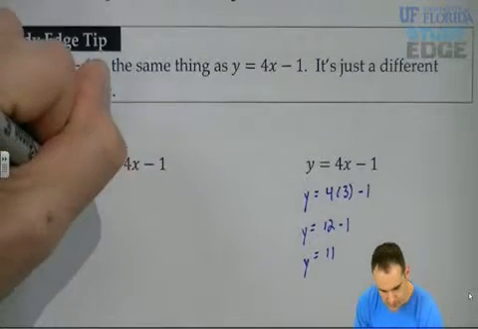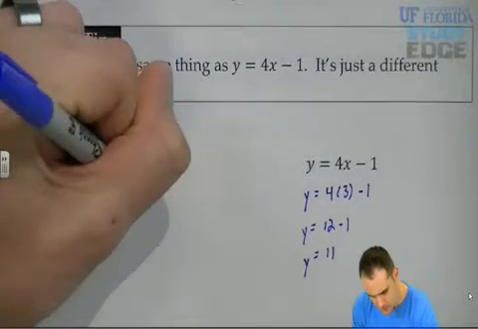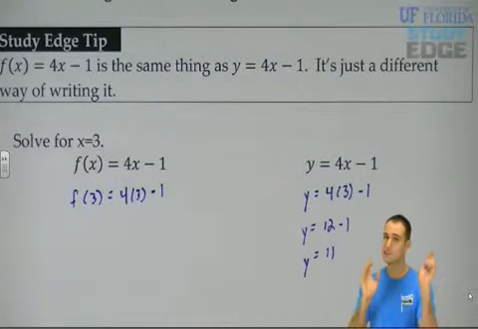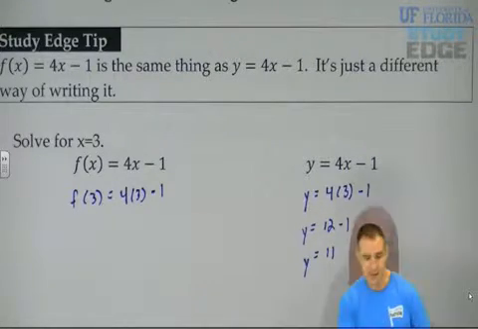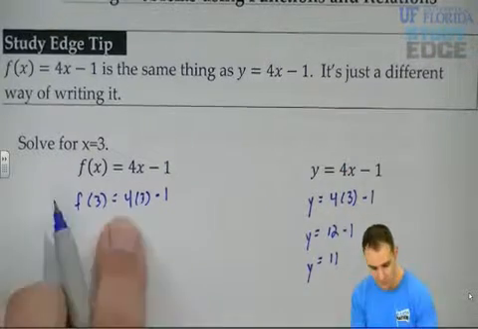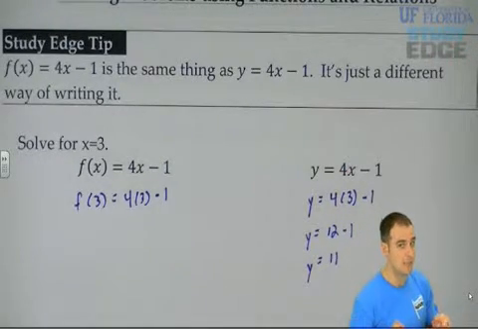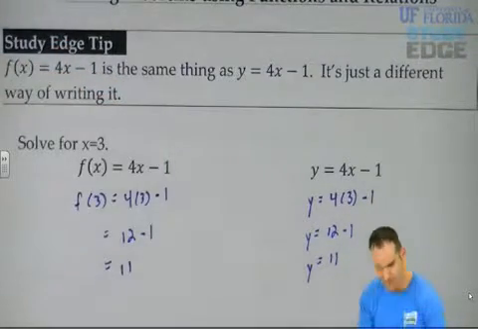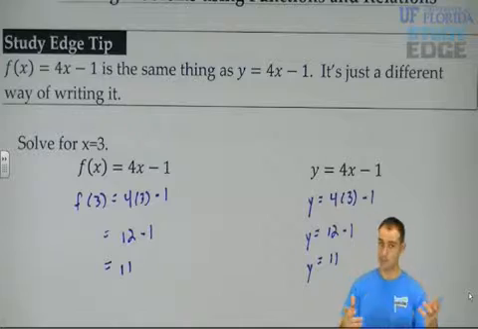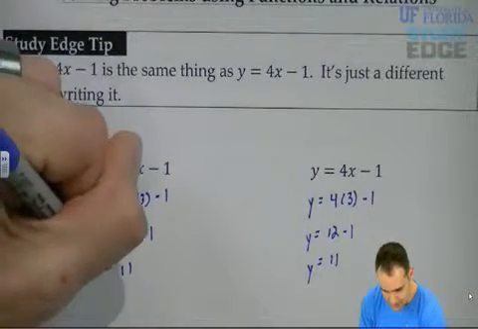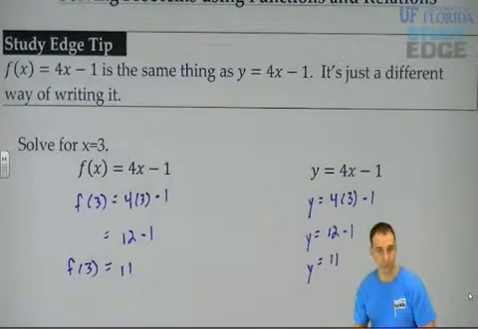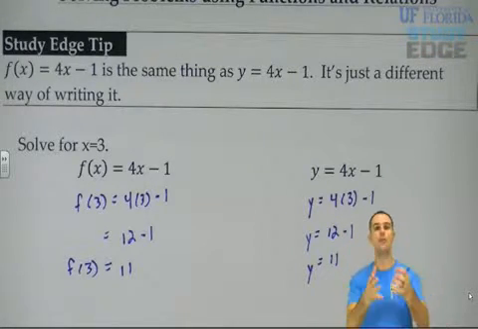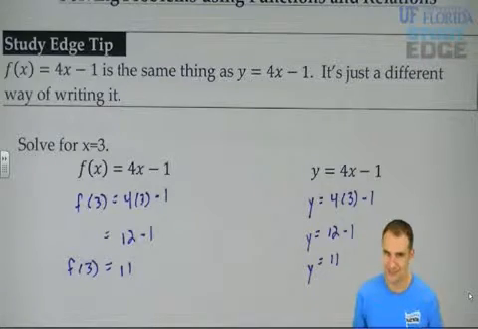We input x equals 3. So everywhere there's an x, I'm going to plug in a 3. And then I simplify just like I simplified the right-hand side. 4 times 3, multiplication first, is 12. And 12 minus 1 is 11. So when x is 3, f of 3 is 11. Meaning when x is 3, y is 11. Or when you input 3 into this function, you output the number of 11.